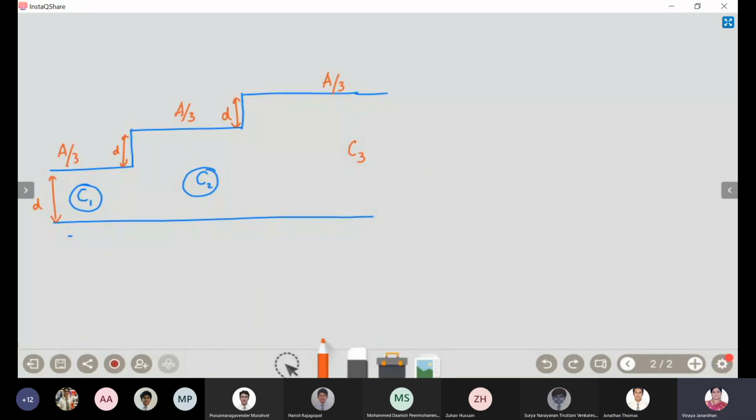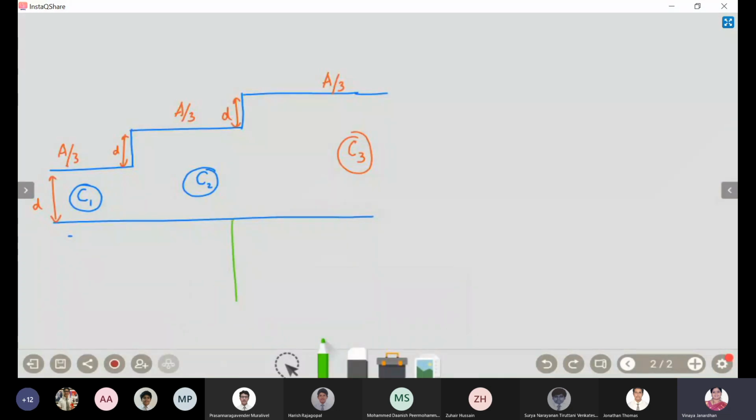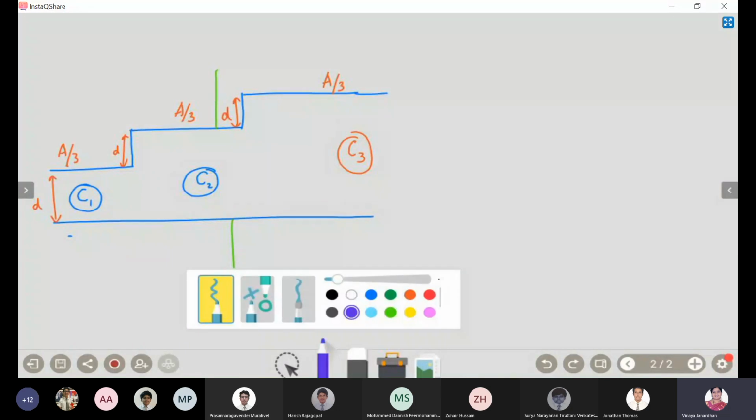All three are capacitors, right? What type of combination? If I take the leads from here, what type of combination is it? Are these capacitors connected in series or parallel? Boys, please understand. You should know what is a series connection and what is a parallel connection.